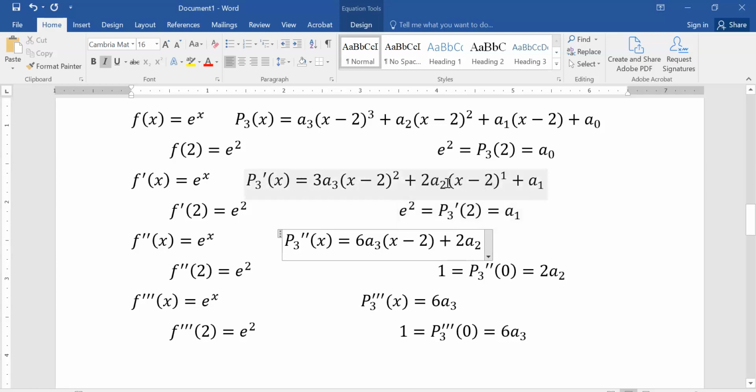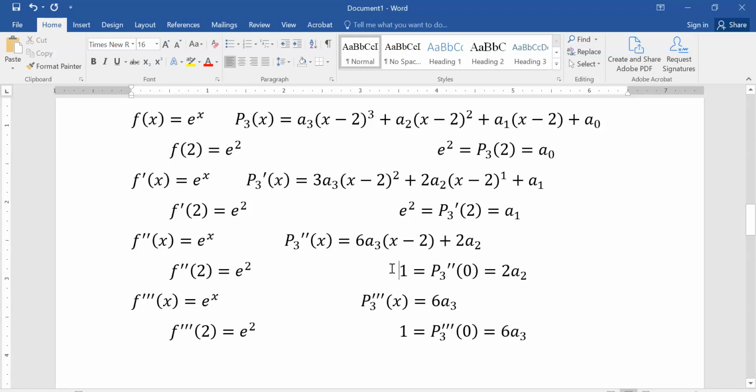You get 2a2, and then the a1 goes away when you take a derivative. So what this is saying is that e squared, since that has to be what you get when you plug in 2 into your second derivative, has to be 2a2. So notice that what's happening here, 2a2 is e squared. That means e squared divided by 2 is a2.